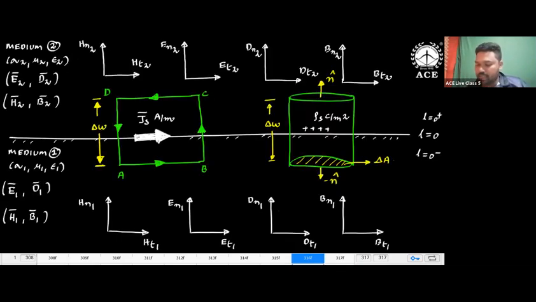Consider the first Maxwell equation. What is the first Maxwell equation? The closed line integral of H·dl is equal to I enclosed. Okay, I'm going to apply this over this loop, ABCD loop.